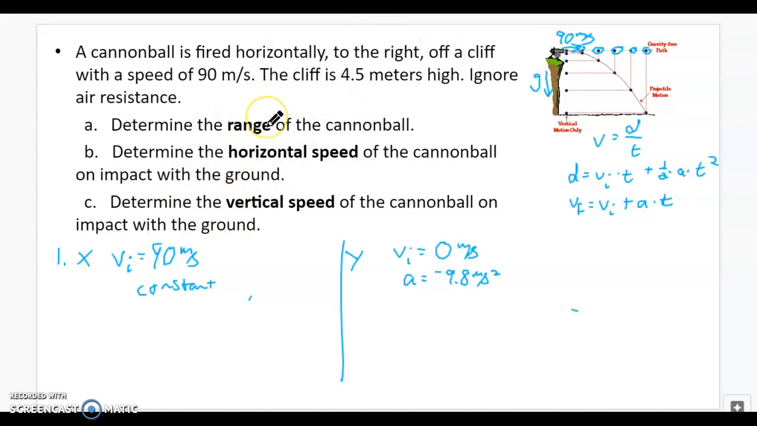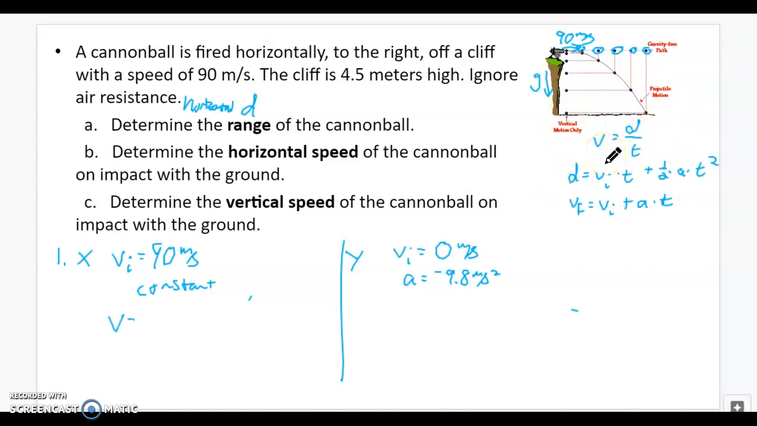We need to figure out the range. Remember, range is a distance, but it is a horizontal distance. So in order to solve it, we need to solve it on one of these sides. Because it's horizontal, we solve it on the X side. And on that side, it's moving at a constant speed, it's not accelerating. So I need an equation that does not have acceleration in it, and it's this top equation.